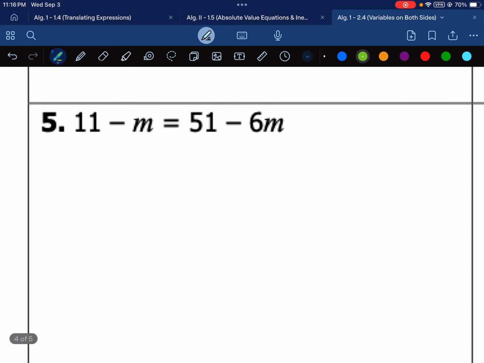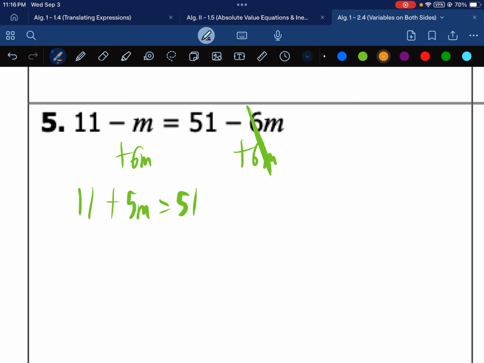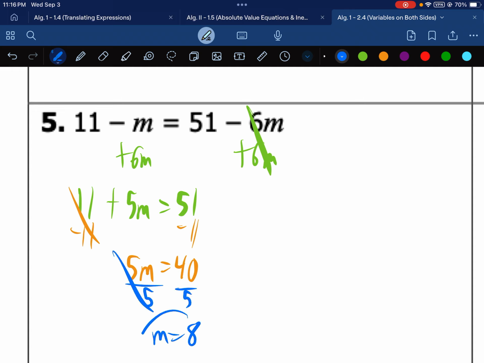Number 5 here, we have m's on each side of the equation again. Out of the two, negative 6 is smaller than negative 1, so we're going to add 6m to both sides. On the right side, that zeroes out. On the left side, we get 11 plus 5m equals 51. Now that I have my variables on the left, I want my numbers to go to the opposite side, the right. So I subtract 11, and I have 5m equals 40. Divide by 5, m equals 8.